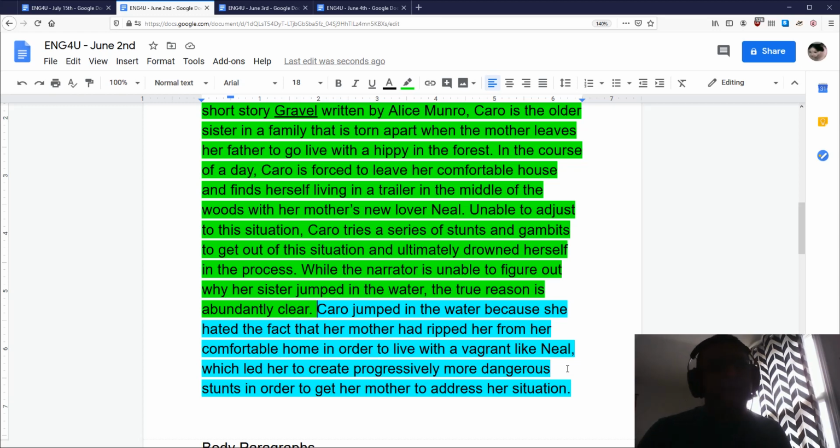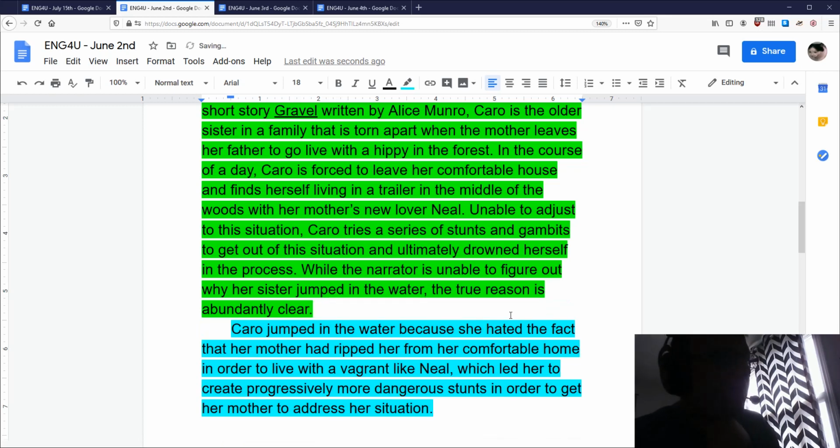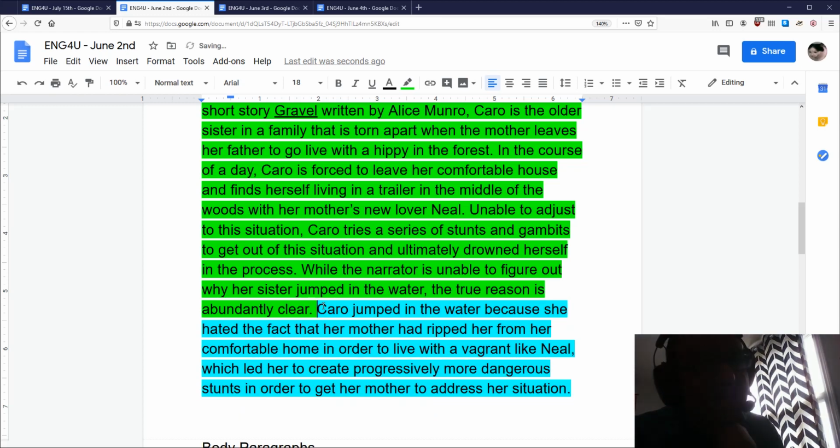Maybe in your second or third year of university, you might have a 2-paragraph introduction, right? That's possible. But at this level, the thesis is your last sentence of the first paragraph. That's where I expect to find it, and that's where you're going to put it. If I do this, my thesis is now: "While the narrator is unable to figure out why her sister jumped in the water, the true reason is abundantly clear," and that's a terrible thesis. So make sure the thesis is the last sentence of the first paragraph. Don't put it like that, because that's going to ruin your essay.